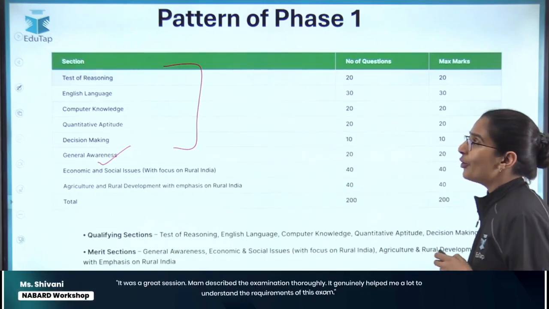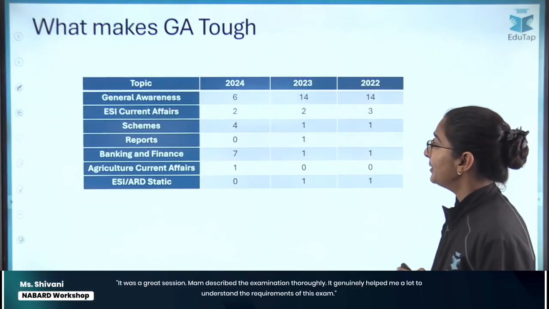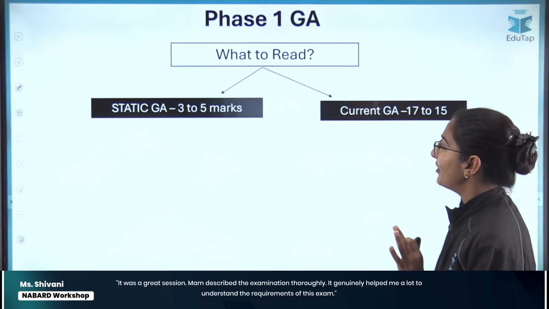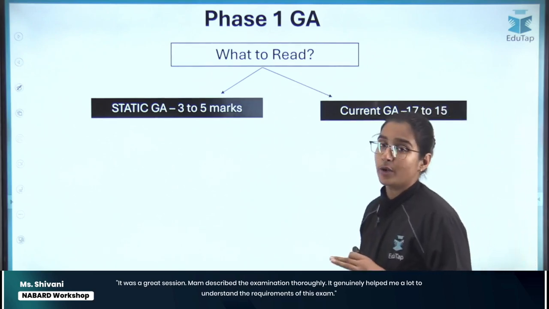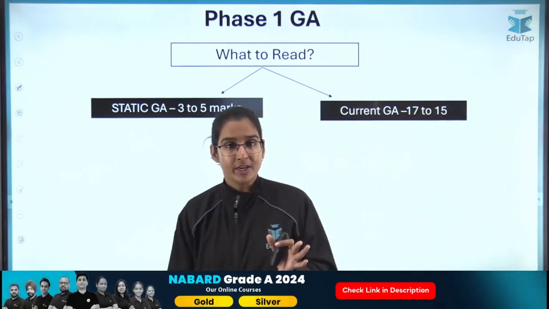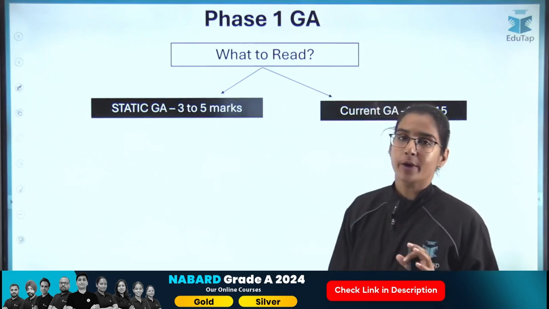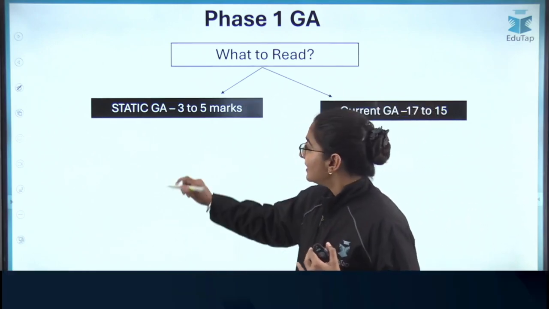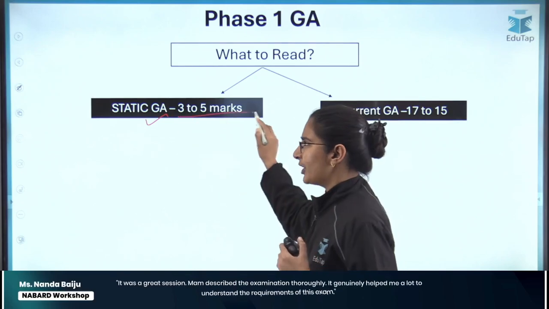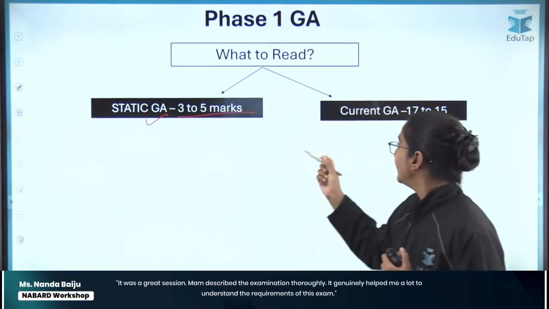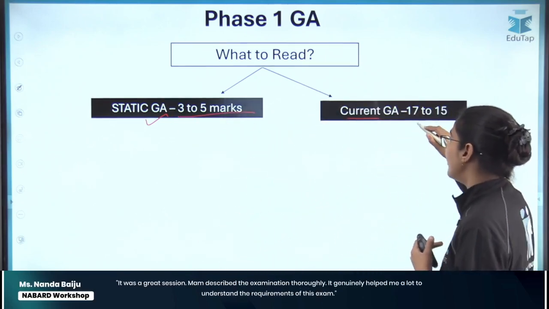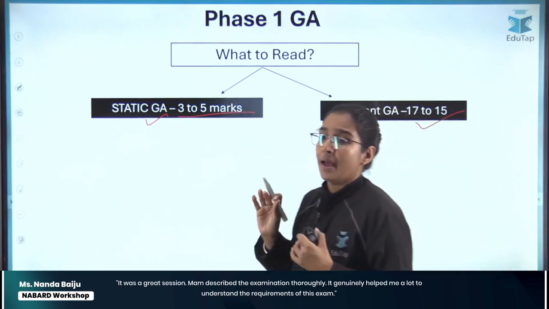Now students, before I move ahead, let me tell you that the phase 1 GA is going to be of 20 marks, with 20 questions. Here in GA, you are going to see 2 types of questions: the static questions amounting to 3 to 5 marks, and the current affairs based GA questions of 15 to 17 marks.